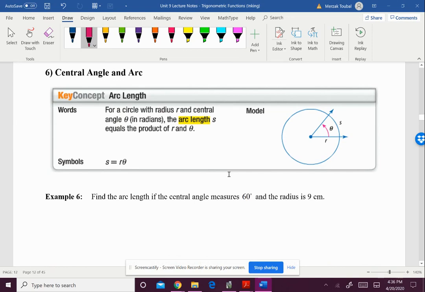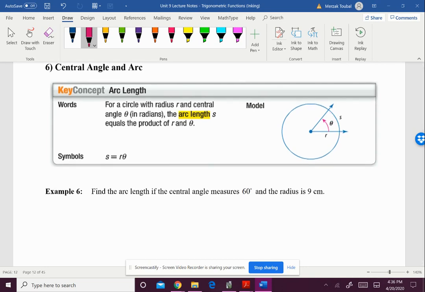Last concept, which you may have seen in geometry class, is the arc length of a central angle. The arc length means the length of this arc of a central angle. A central angle is an angle whose vertex is at the center of the circle. The intercepted arc has a length, and there's a formula we can use to find it.